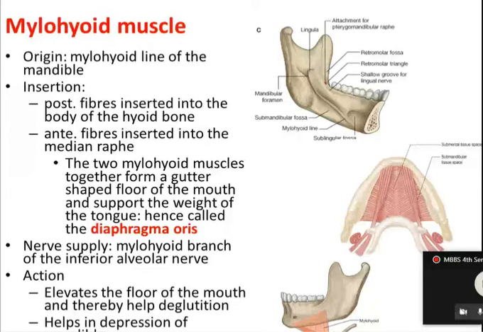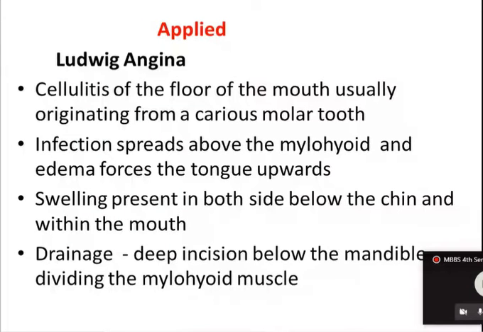What is the applied aspect of these muscles, why are they clinically important? Ludwig angina is the condition caused by cellulitis of the floor of the mouth, usually originating from a carious molar tooth, especially the mandibular molar tooth. The infection spreads above the mylohyoid, and edema forces the tongue upward, and swelling is present on both sides below the chin and within the mouth. For drainage, a deep incision below the mandible dividing the mylohyoid muscles helps to drain Ludwig's angina.